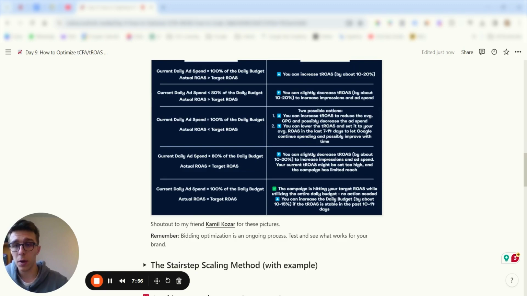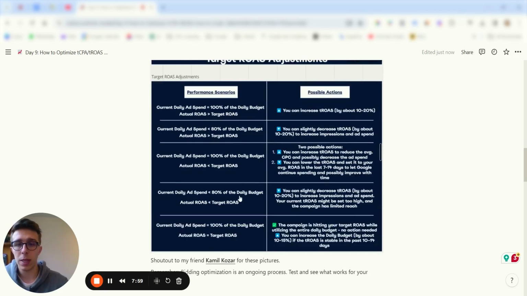And the fourth scenario is when you're spending less than 80% of your daily budget, but your ROAS is lower than your target ROAS. In this case, you can reduce your target ROAS by 10 to 20% to increase the number of impressions and also the ad spend. Your current target ROAS might be set too high in this scenario and the campaign has a limited reach, right?